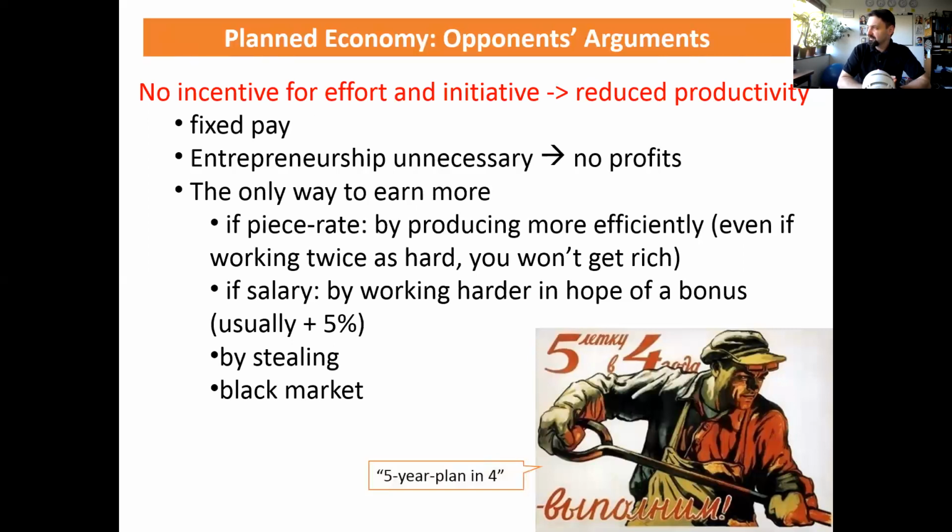And it was almost not frowned upon because everybody was doing it, and everybody understood that without taking something from your work, you wouldn't be able to survive. So it was almost like an unspoken additional supplementary pay to your salary. And black market, it was illegal to buy and sell things, but sometimes you could.